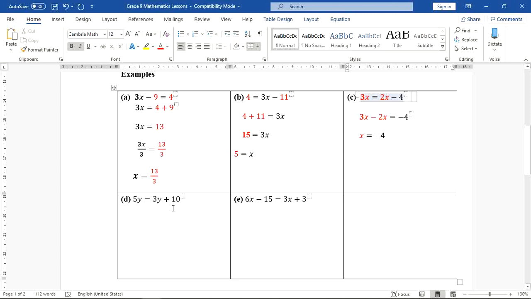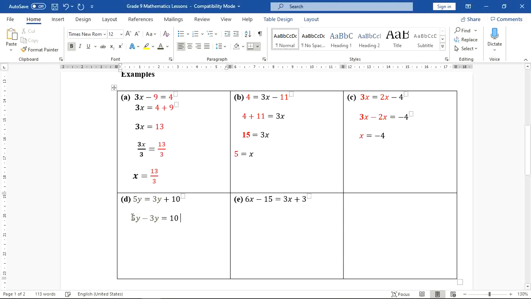Part D again, it looks like the one for C, the only difference is just a positive here. So again, 5y is a like term with 3y because they have the same letter and the letters have the same exponent. So what we're going to do, we need to move 3y to the left hand side. And if we do just that, this is what is going to happen. So minus 3y. It became minus because it was positive when it was on the right hand side.